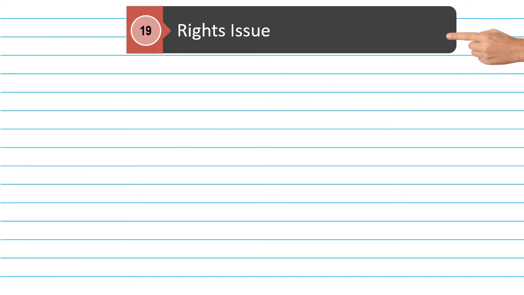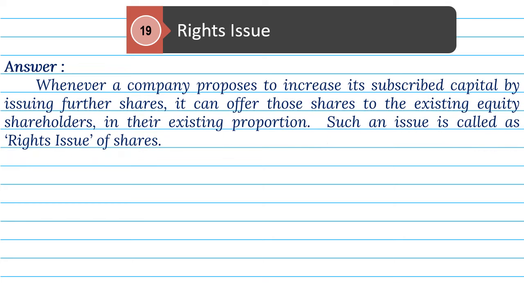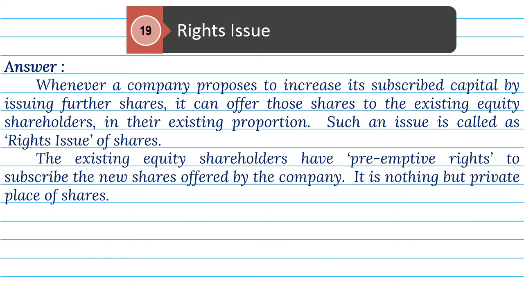19. Rights issue. Answer. Whenever a company proposes to increase its subscribed capital by issuing further shares, it can offer those shares to the existing equity shareholders in their existing proportion. Such an issue is called as rights issue of shares. The existing equity shareholders have preemptive rights to subscribe the new shares offered by the company. It is nothing but private placement of shares.